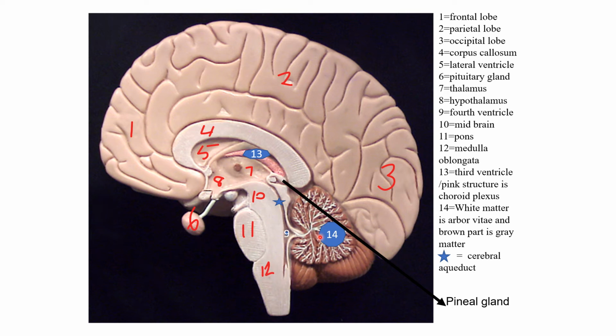The cerebellum also has gray matter and white matter. So this kind of brownish region would be the gray matter, and the white matter of the cerebellum looks like tree branches. That's why we refer to the white matter of the cerebellum as arbor vitae, because arbor means tree.